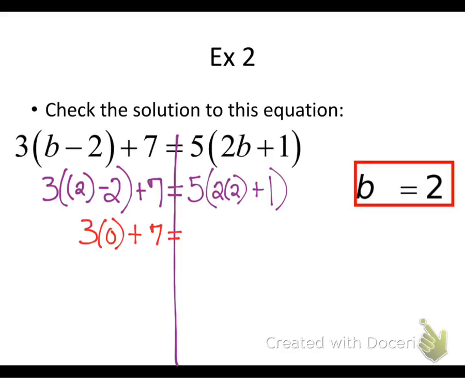Do I have any exponents? I'm still working that left side. Nope. Do I have any multiplication? Yeah. I'm going to work the left side all the way down first. 3 times 0, which is? 0. And then what's my last? You don't really need to write out 0 plus 7, but what's 0 plus 7 then? 7. All right. So on my left side, we have 7.